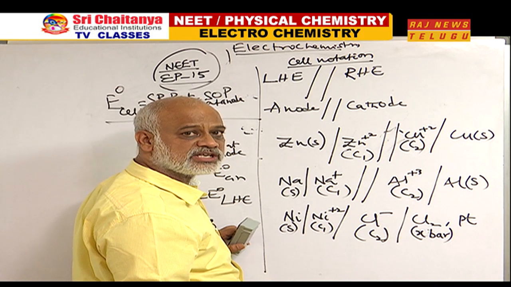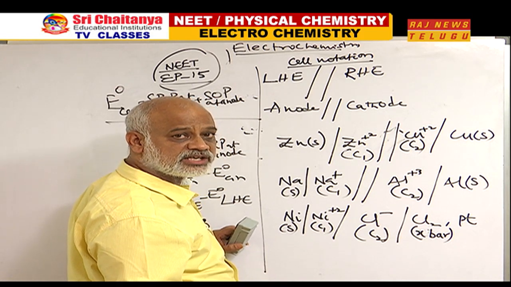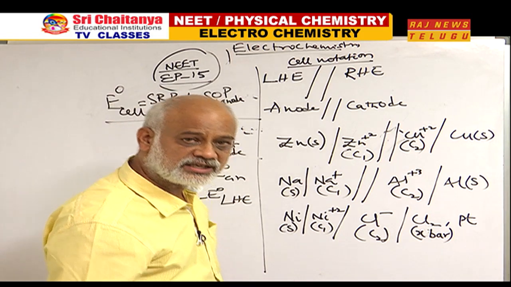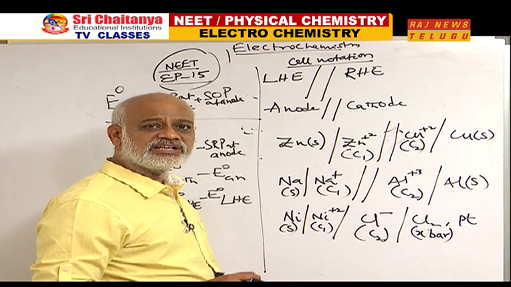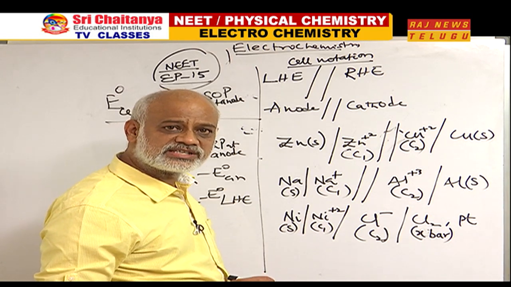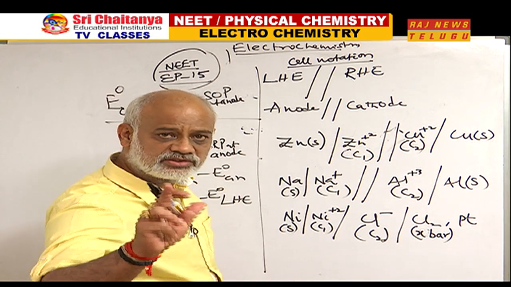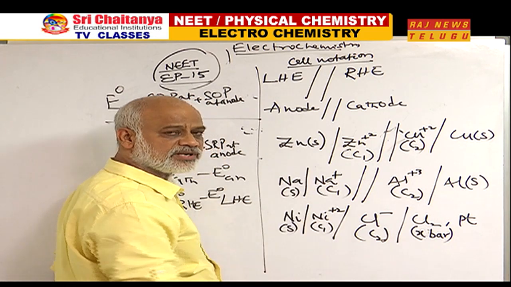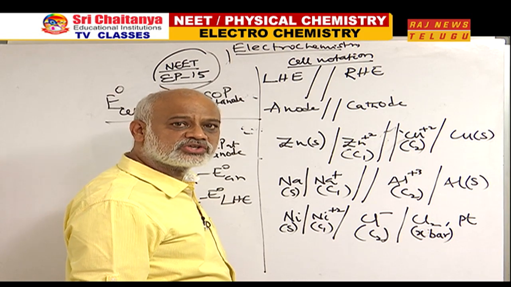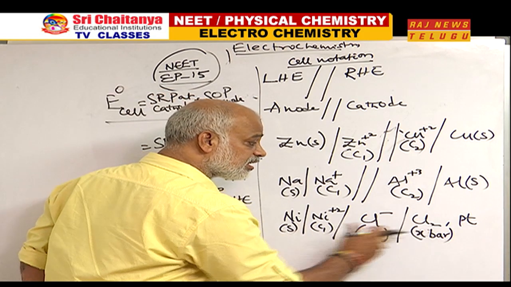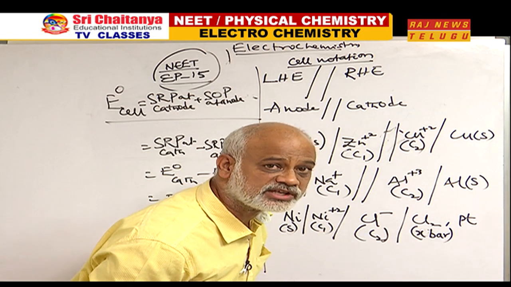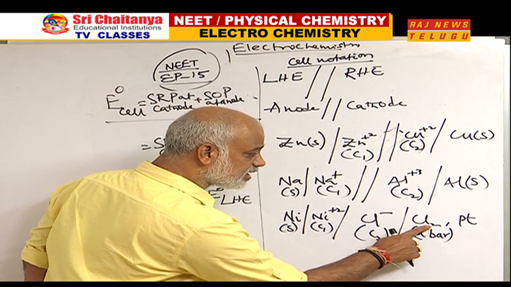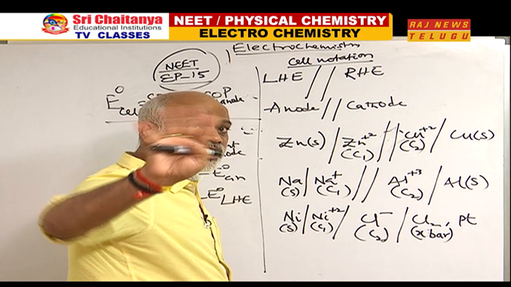But the problem sometimes, while writing a cell notation, is when a non-metal electrode is used. Why? I am constructing a cell using a nickel electrode and a chlorine electrode, where the nickel electrode is the anode and the chlorine electrode is the cathode. There is no issue with the anodic representation. Nickel gives Ni plus 2, no problem. But here this is the cathode. How should the cathode be represented? The cathode must be represented by reduction. But if you see Cl minus, Cl2, oxidation, it is not wrong.